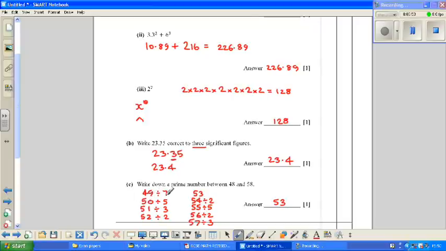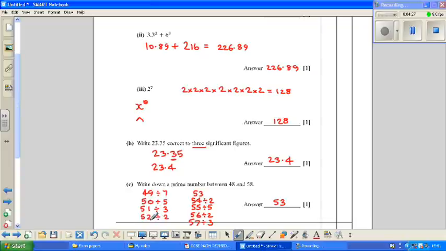So take 49. 7 divides into 49, so it's not prime. Take the next number, 50. 5 divides into 50, and 2 and 10, so it's not prime. 51. 3 divides into 51. By the way, remember there's a quick way of finding out if a number can be divided by 3. You just add the 2 digits together. 5 add 1 makes 6. 6 can be divided by 3, so that means 3 divides into 51.